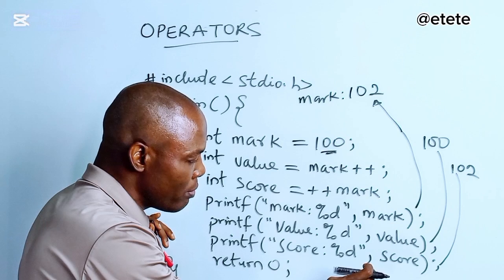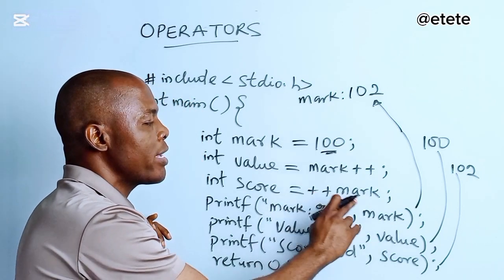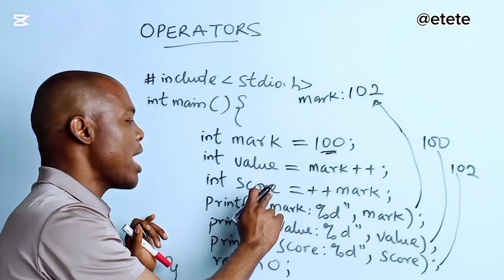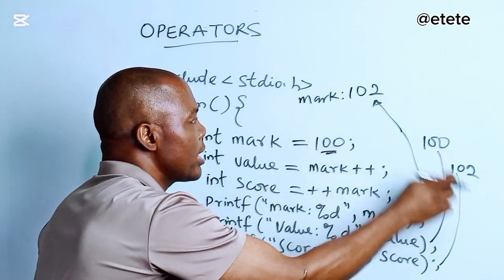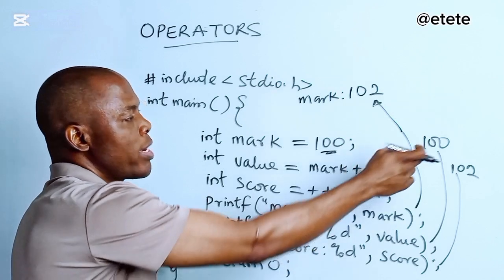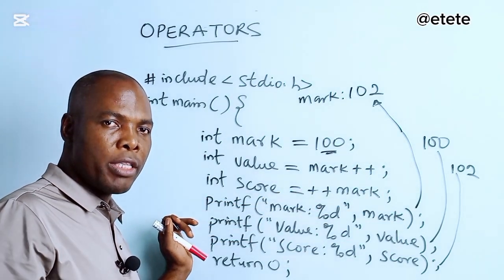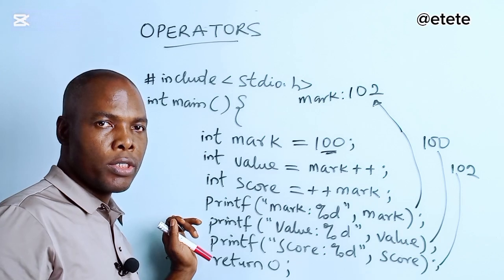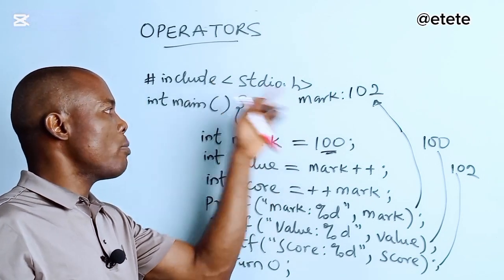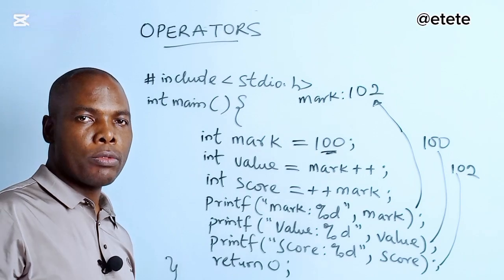But what will be inside this score? What is inside this score is after incrementing mark twice, you now assign it to score. So this and this will carry the same value, while this one will carry what? 100. So let's go to Code::Blocks and let me demonstrate this for you to see how this unary operator, which is this one, is acting on the variables.